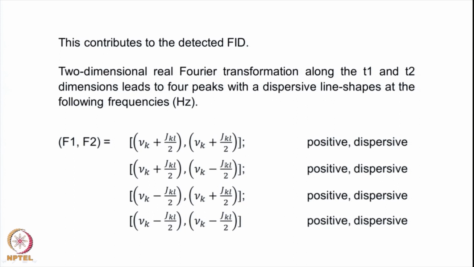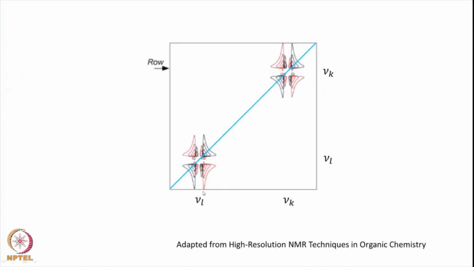So, you get 4 peaks along the diagonal, and we said this will produce peaks like this, and these are the 4 peaks which are present originating from the K spin as we started calculation from the K spin. Similarly, we will also get 4 peaks from the L spin if you started calculation from the L spin magnetization to begin with. So, all of these are dispersive line shapes and all of them have the same sign.